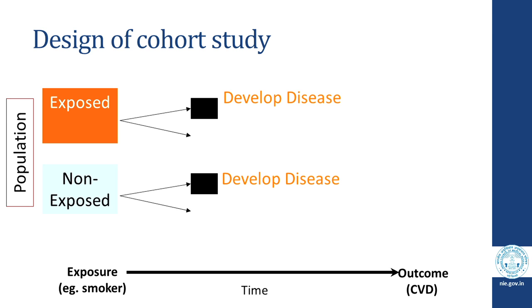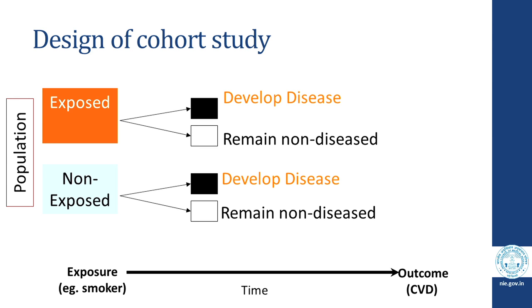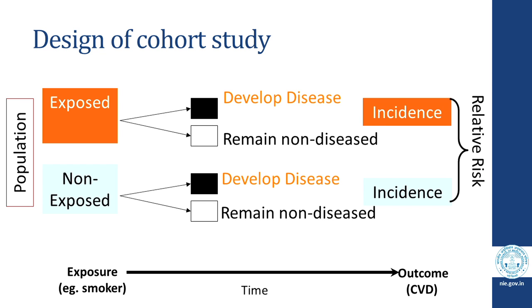Some of these exposed and unexposed individuals will develop the disease, that is cardiovascular disease, whereas the remaining people would remain non-diseased. We will then calculate the incidence of cardiovascular disease in exposed population and in unexposed population, and we will compare this incidence using a measure of association called relative risk. I will talk about this relative risk a little later.